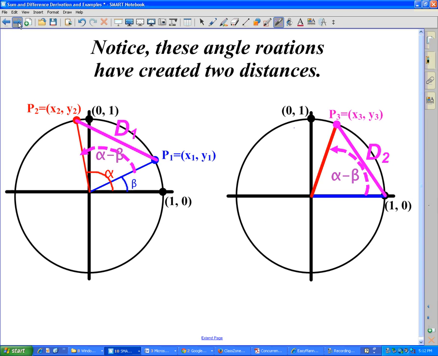Notice that these two rotations have created two distances. The distance between point 1 and point 2, which we'll call distance 1, and the distance between point 3 and the point 1, 0, which we'll call distance 2. Can anybody guess why we were reviewing the distance formula now? That is correct, because we are going to use that formula with these points to create some equations.